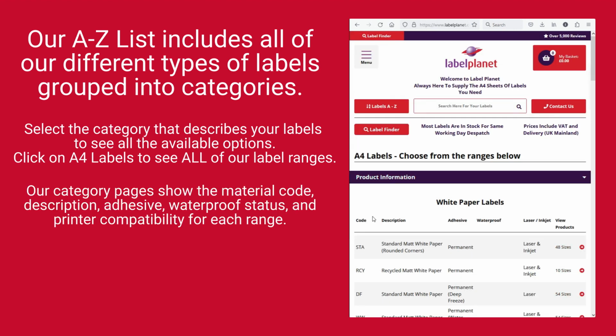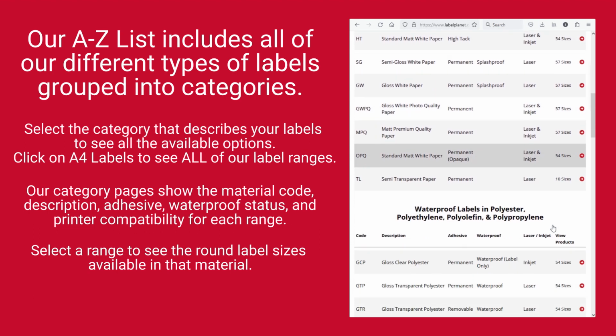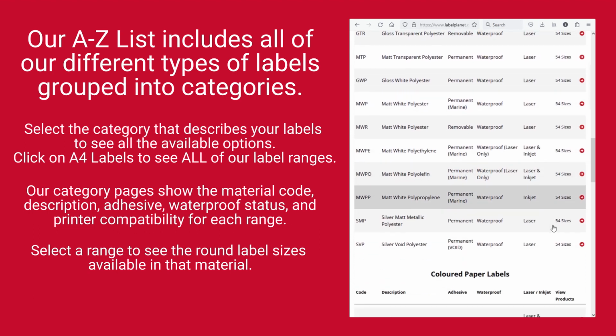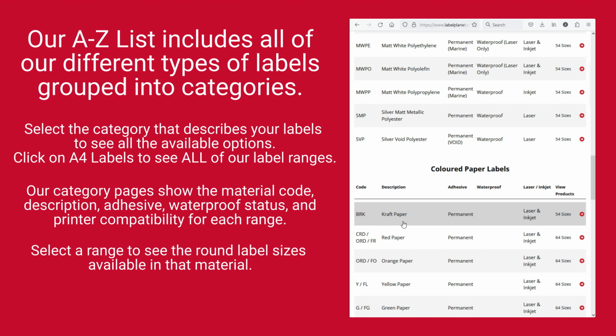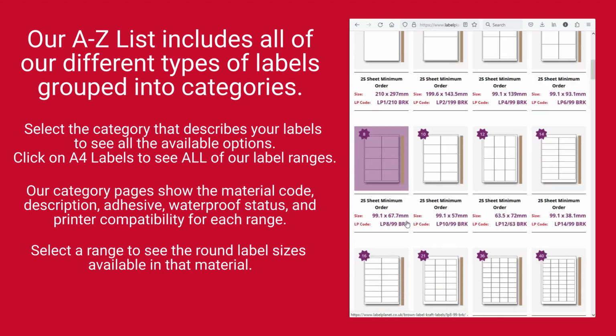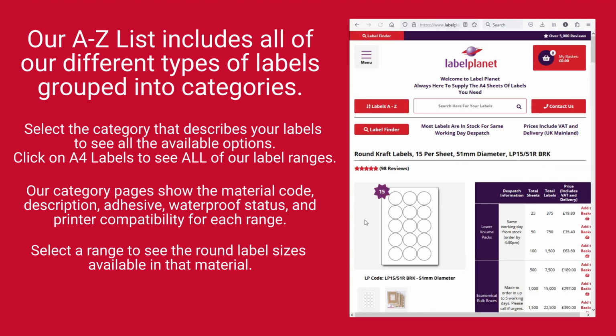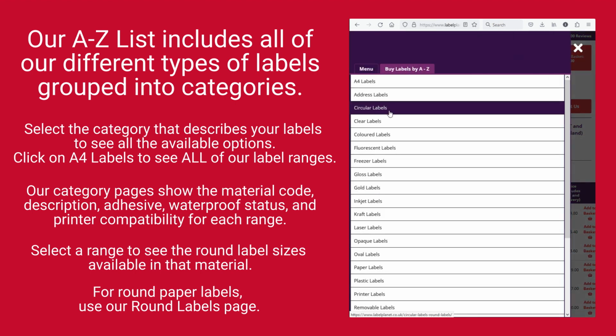Our category pages show the material code, description, adhesive, waterproof status, and printer compatibility for each range. Select a range to see the round label sizes available in that material. For round paper labels, use our Round Labels page.